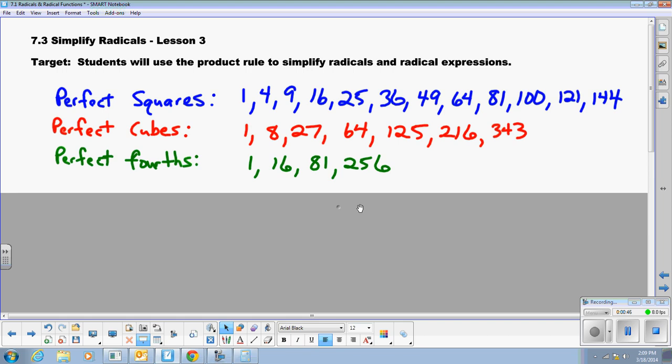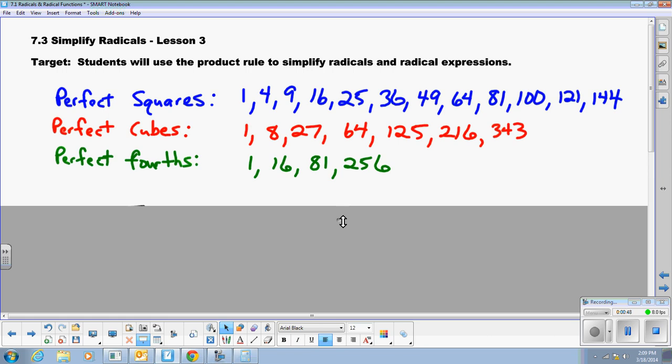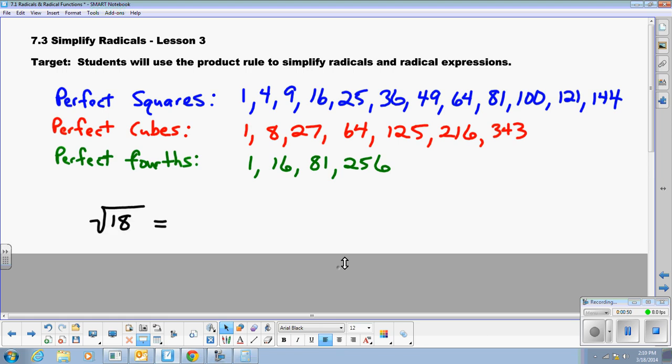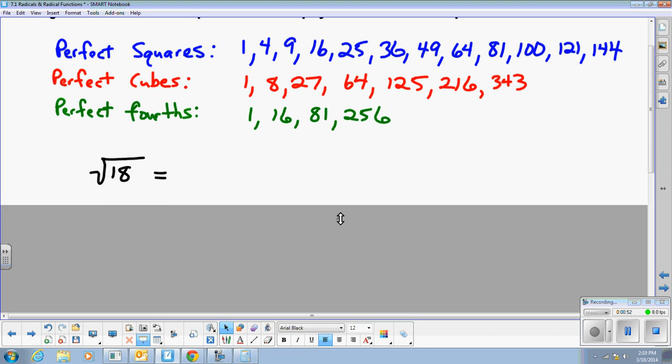Thanks for pausing the video. Now let's get to work on this and I'll show you how we deal with this. First of all, just a plain and simple square root here. The square root of 18.